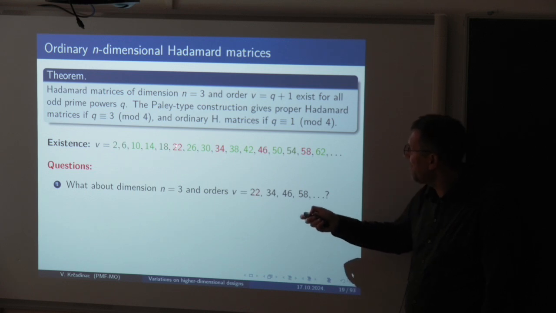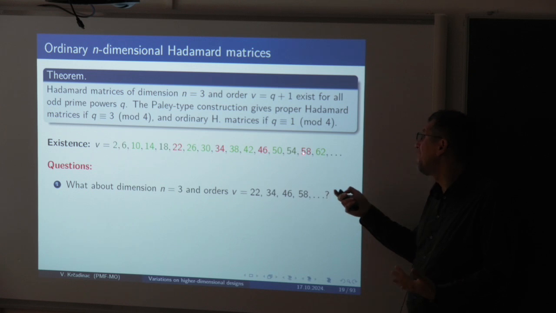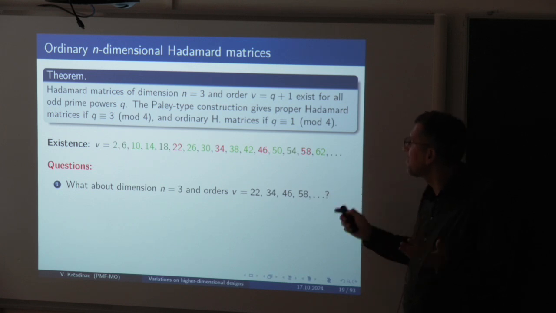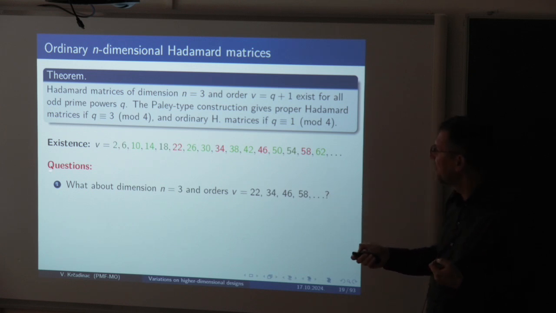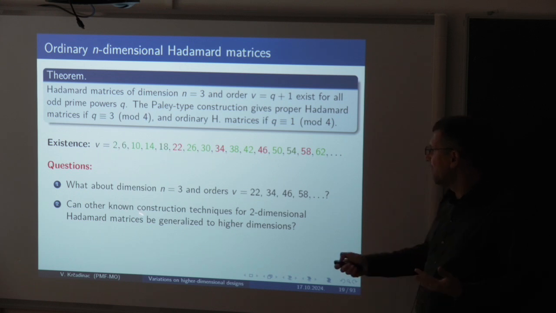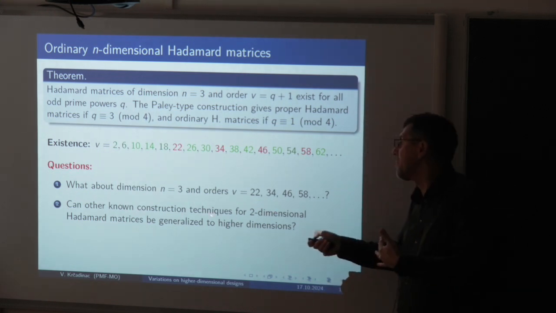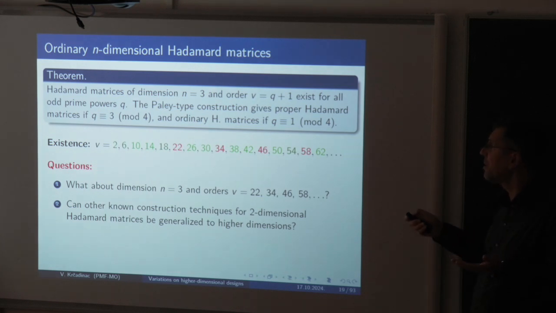We tried a little bit for 22, but didn't succeed. But for all of the others, we didn't even try. So maybe this wouldn't be such a bad question to try to answer. I think that you probably could take other known constructions that work for 2-dimensional matrices and try to generalize them to higher dimensions, like we did here for the Paley type construction.